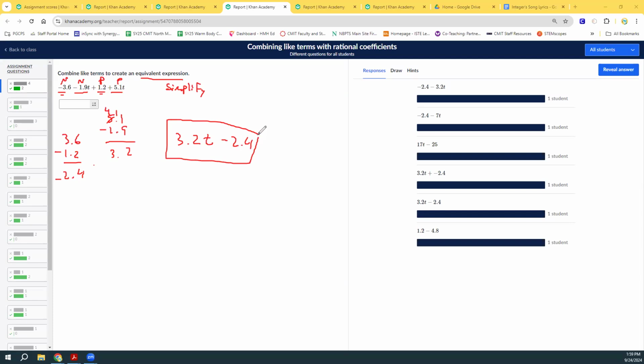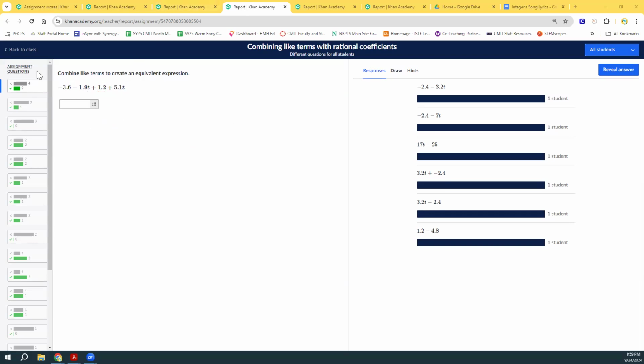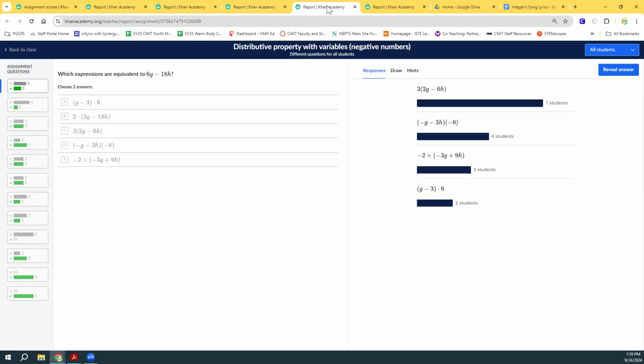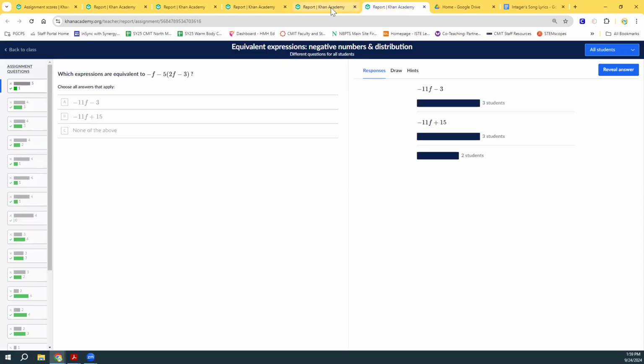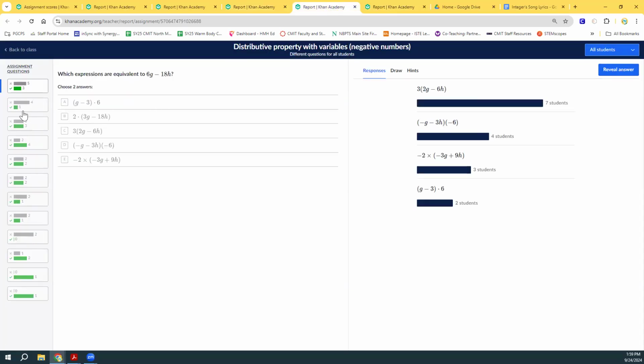See, that's all you got to do. Use those integer rules, find the like terms, combine the coefficients, combine the constant terms, which are the numbers without variables. And that's it. That is it. All right, now we have 2 more though.